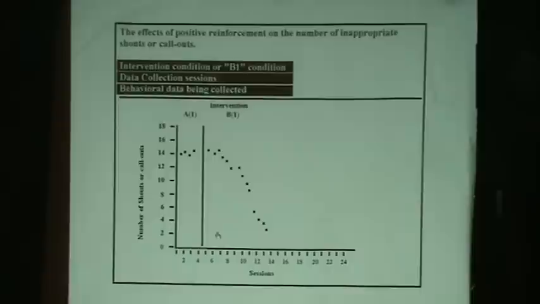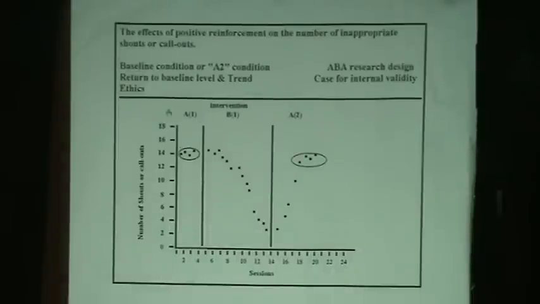Well, we can then add another baseline condition, or we can withdraw the positive reinforcement. That's why it's referred to as a withdrawal design. And now we have a second baseline condition. We go back to just the normal baseline condition. And we've noticed that the data has moved in a contratherapeutic direction and has gone back up to about the same level and trend as it did in the initial baseline condition.